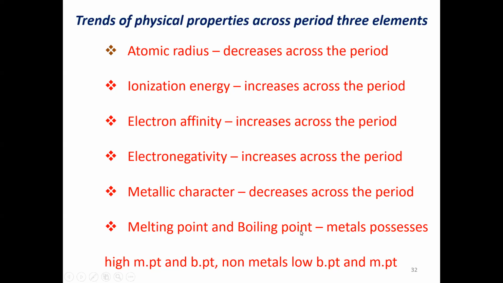Then melting and boiling point. As we go across the period, we are going from metal to non-metal, so we expect the melting and boiling point to also decrease. Metals possess high melting and boiling points, while non-metals possess low melting and boiling points. So across the period, the melting and the boiling point decreases. So this is actually the trend of physical properties for your period 3 elements.